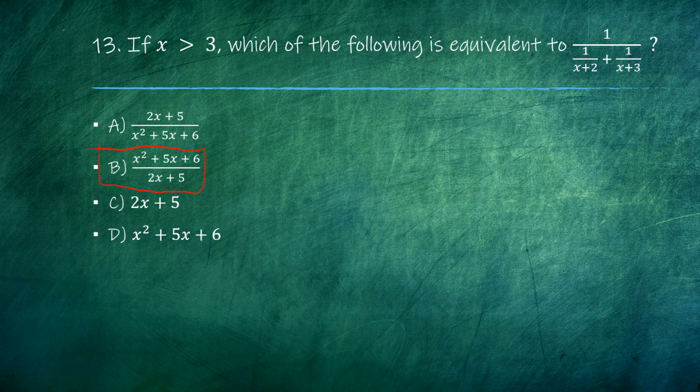To solve this problem, one thing we can do is first look at the sum of these two terms, and then we take the inverse of that. So let's look at 1 over x plus 2 plus 1 over x plus 3. Remember, when we are adding fractions, we have to make sure the denominators are the same. Just like when we add 1 over 2 plus 1 over 3, we have to make sure the bottom number is the same.